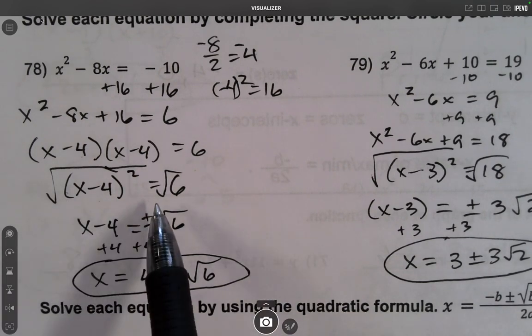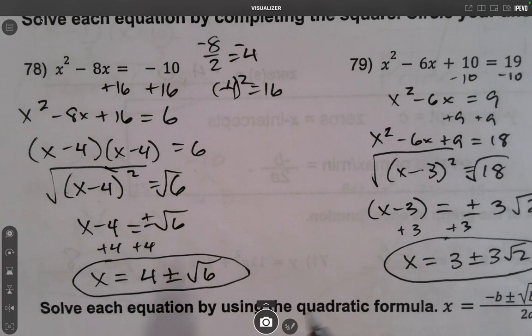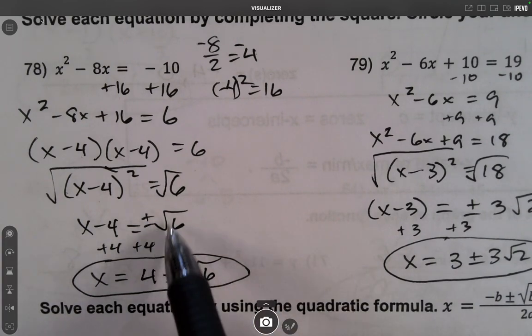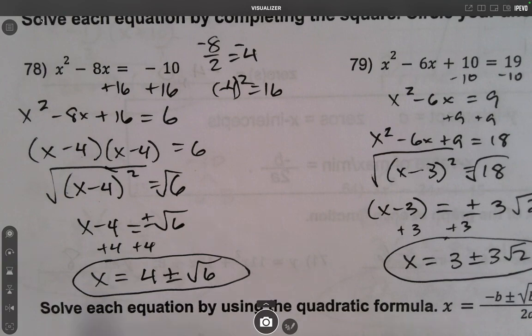So we take the square root of both sides to get rid of that squared. We have to put plus or minus the square root of 6. And then to get x by itself, we add 4 to both sides. And there's no way to reduce the square root of 6, so that is our final answer.